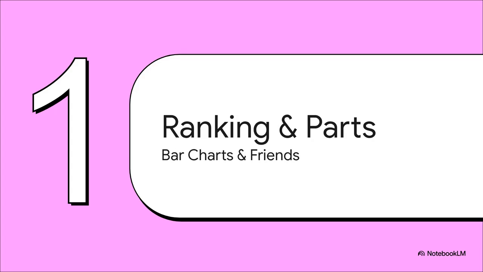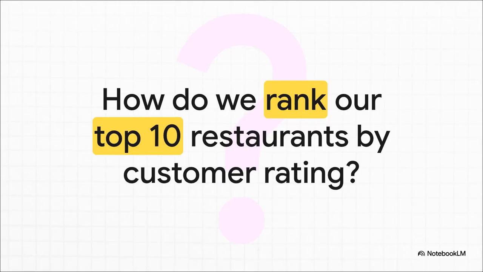Let's kick things off with some of the most common things you'll ever have to do with data, ranking things against each other, and showing how different pieces make up a whole picture. First up, marketing comes to us. They're cooking up a top partner campaign, and they need to know straight up who are our top 10 restaurants based on customer ratings. This is a classic ranking problem. So, what's the best way to show it?